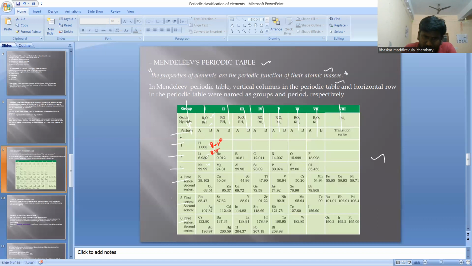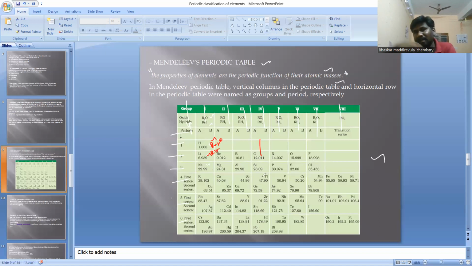All the elements in this group will give similar types of oxides and hydrides, so that's why he kept them in one group. He grouped the elements which give similar types of oxides and hydrides. In the same way, look at the carbon family: carbon, silicon, germanium, then tin and lead. They give similar types of oxides and hydrides, so only those elements he made into one group.